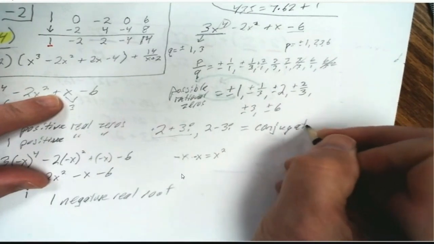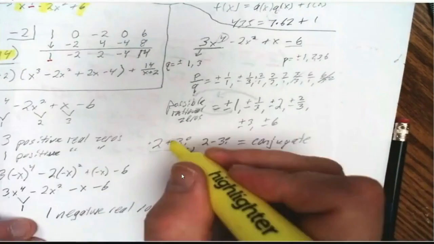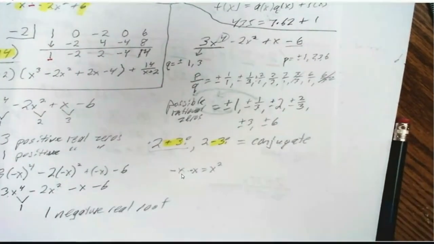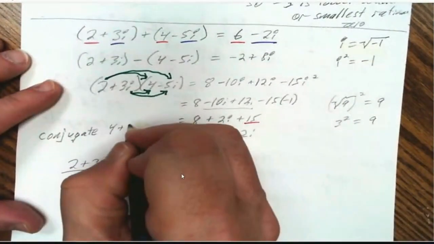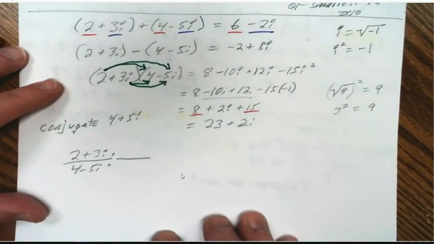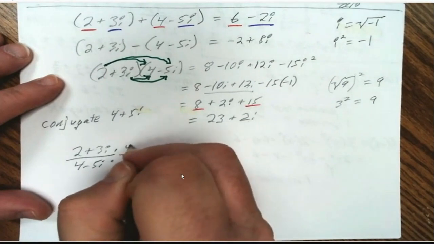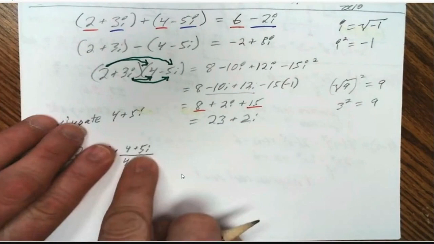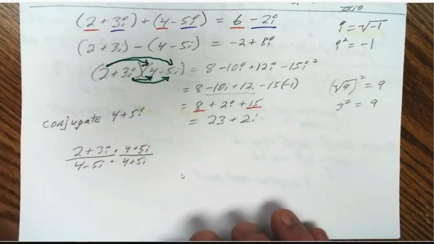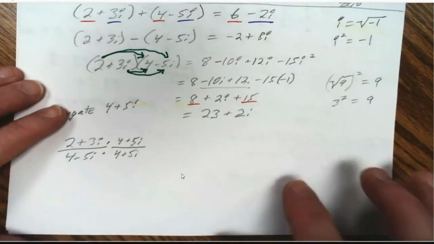What makes them a conjugate? Well, I'll show you. The fact that this one has the plus 3i and this has the minus 3i makes them a conjugate of one another. The conjugate of 4 minus 5i is 4 plus 5i. So we've got to multiply by 4 plus 5i over 4 plus 5i. So this is just 1. We're multiplying it by 1, but we're doing it very intentionally to change this denominator so it's not imaginary.